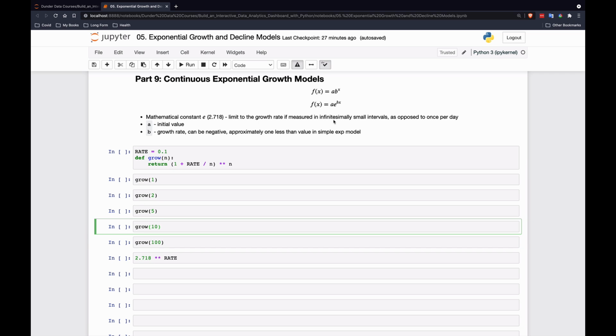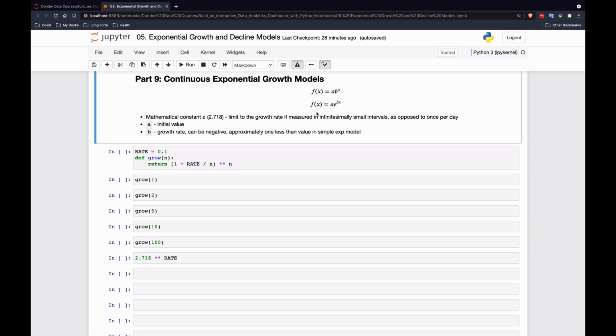Well, we could think of coronavirus cases as growing in less than 1 day intervals. It could be 1 hour or 1 minute, and if we shrink these intervals so that they are infinitesimally small, then we get this formulation right here.